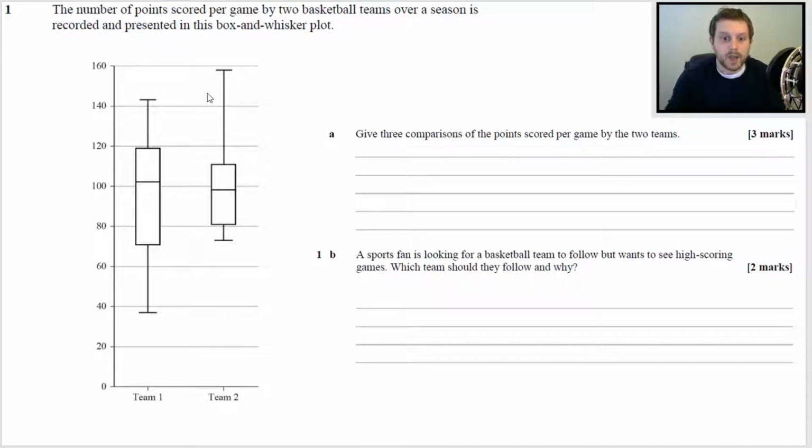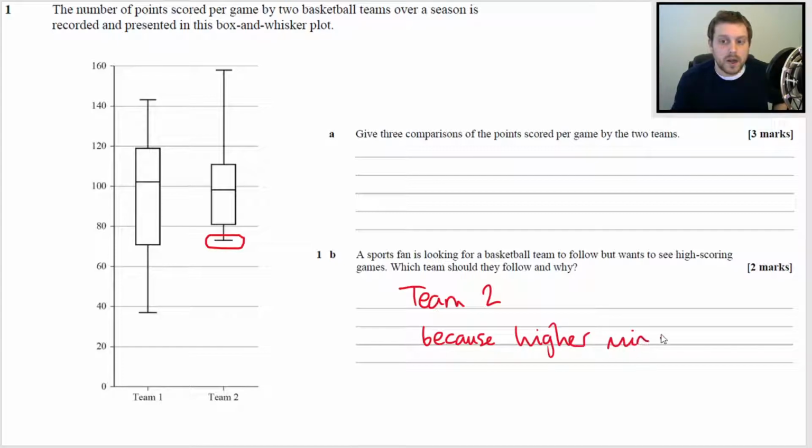1B, people mainly got this right. You want to pick Team 2 in this situation because they want to see high scoring games. You're actually looking for the fact that Team 2 has a higher minimum. Even though on average Team 1 will outscore Team 2, sometimes Team 1 has a low scoring game, and for this particular sports fan, their priority is that they want to see high scoring games, so you would pick Team 2.